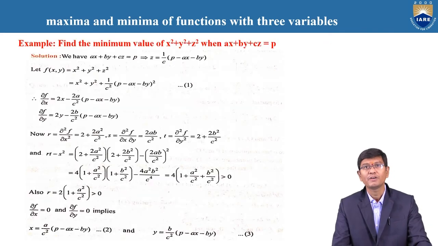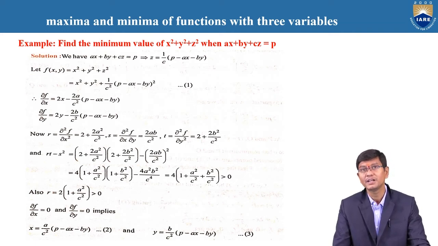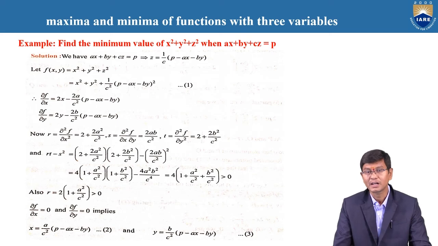Next one, find the minimum value of x square plus y square plus z square when ax plus by plus cz is equal to p. Therefore, here also we need to find the minimum value. It is also given that two functions are connected, but we are going to convert it into two variables only.